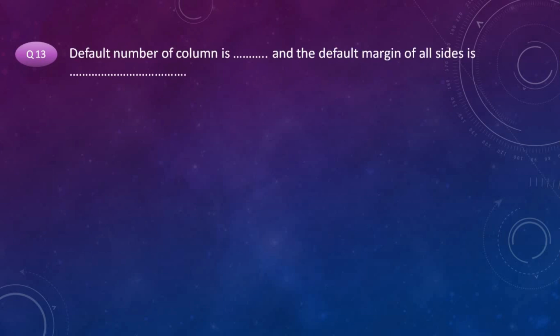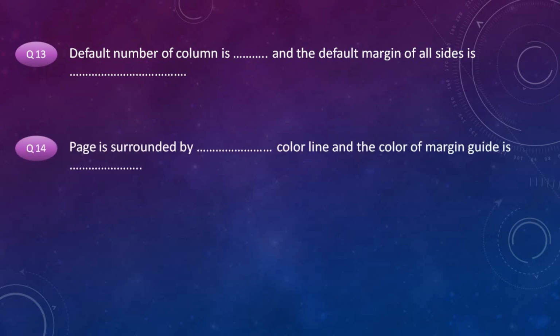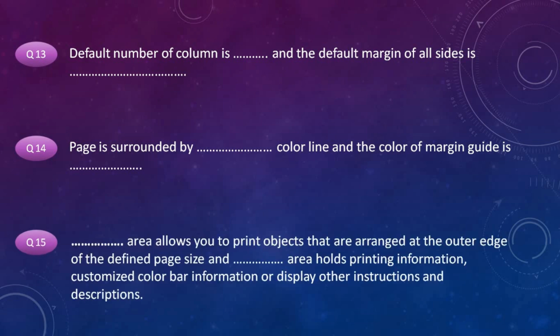The next question. The default number of columns is dash and the default margin of all side is dash. Page is surrounded by dash color line and the color of margin guide is dash. Dash area allows you to print objects that are arranged at the outer edge of the defined page size, and dash area holds printing information, customize color bar information, and display other instructions and descriptions.